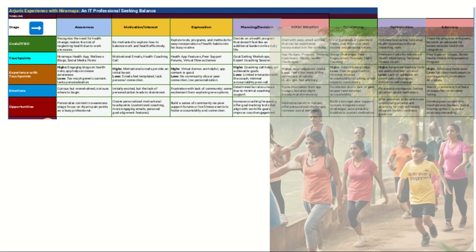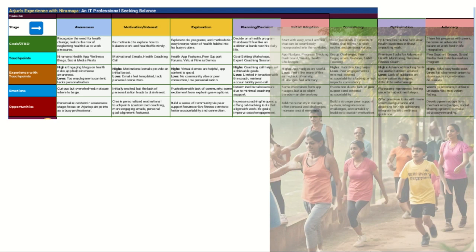What are the goals that Arjun or Neha would like to accomplish in stage 1, 2, 3, etc.? What are the touch points being used at that stage? What's the experience with those touch points? What are the emotions that they go through at that stage? And the opportunities row captures the opportunities from Niramaya's perspective, because remember, the idea of doing this analysis is to find out what are the pains and frustrations, the needs, the goals, aspirations, etc. of these personas at each of these stages.